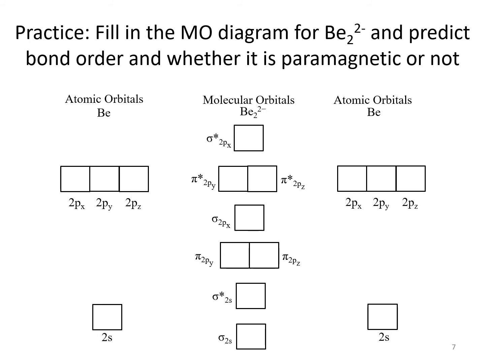When we fill the electrons in, we follow the Aufbau principle and Hund's rule. So 2 electrons go into the sigma 2s, 2 electrons go into the sigma star 2s, and the last 2 electrons go into separate pi orbitals.